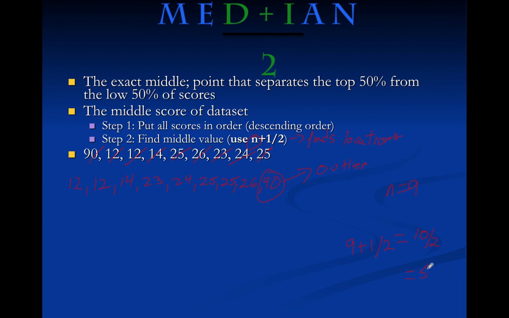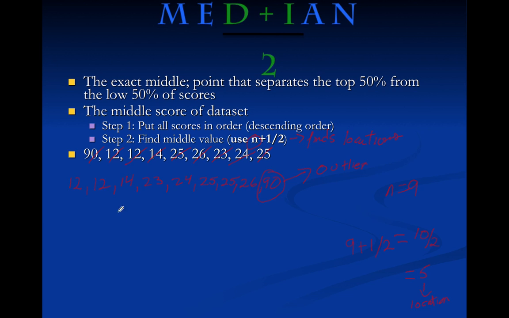Here again, this value is not my median. This tells me the location of the median. Very, very important. So it's going to be in the 5th spot. That's essentially what that formula tells you. The median is in the 5th spot. The 5th spot from where? From the end. It doesn't matter if you start at the bottom or at the top, you're still going to land in the 5th spot, right in the middle.